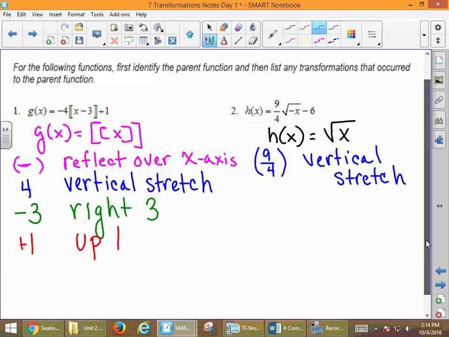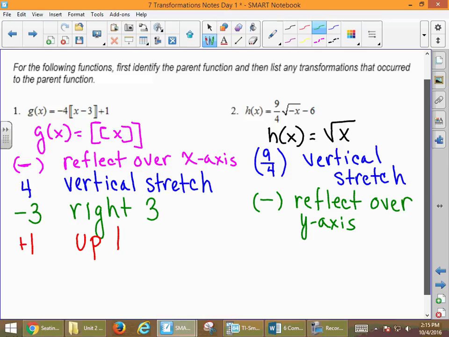The next transformation is going to come from this negative, which is inside the function. When the negative is inside the function, what happens? We reflect over the y. It's the second one on the chart. I should have labeled those in terms of 1s and 2s, but it's the very second one on the chart on the front, or on your other paper.